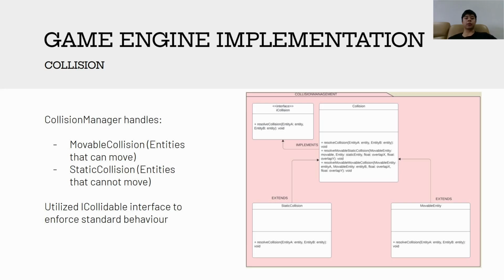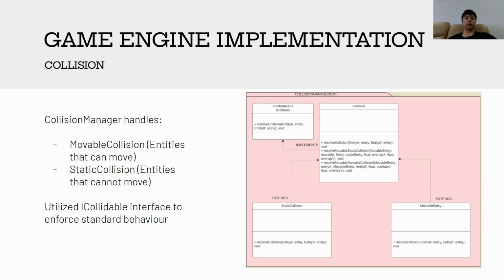The engine employs a layered approach for collision handling. Collidable Manager oversees all collidable entities and ensures efficient pairwise collision detection. Collision resolution is handled by multiple classes. Firstly, movable collision manages interactions between dynamic entities. Next, static collision ensures static entities remain fixed while adjusting colliding movable objects.